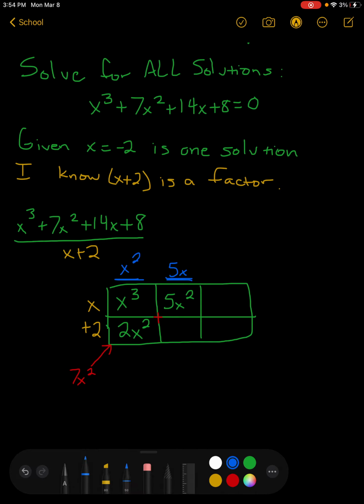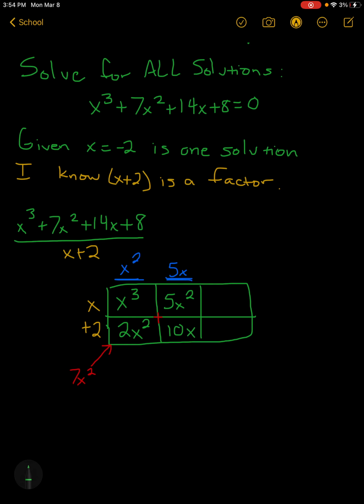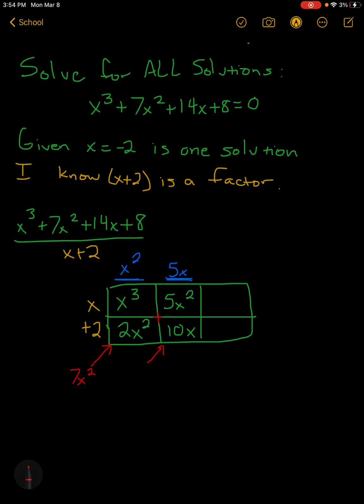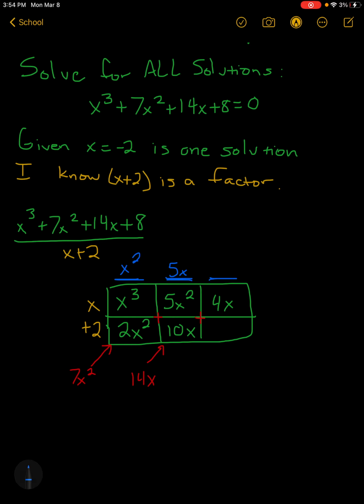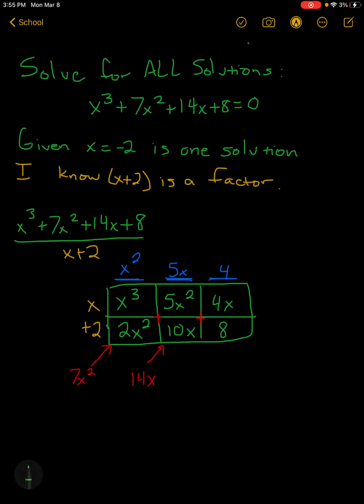So now I'm using the 5x that I now know to figure out what I don't know, and then the bottom is going to be 10x. Again, this 10x is diagonal. I need to look back at my original problem, and I see that the sum of this diagonal needs to be 14x. So if I have 10x, I'm going to need 4x. And using what I now know of the 4x, I know that x would have been multiplied by something to get 4x, and that something would be 4. And lastly, 4 times 2 does in fact give me 8.